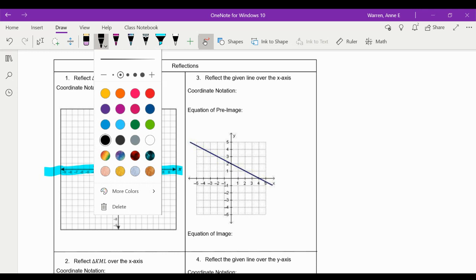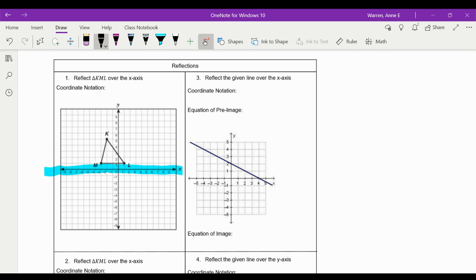So when I do this, I'm going to reflect each of the points individually. Basically, I'm just counting how many units away from the x-axis each point is. So I'm going to start with M. And M is 1 point above the x-axis, so I know the reflection is just going to be 1 point below the x-axis. Okay, and then that gives me M prime.